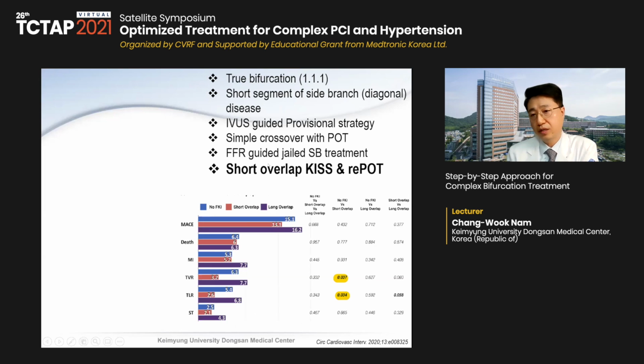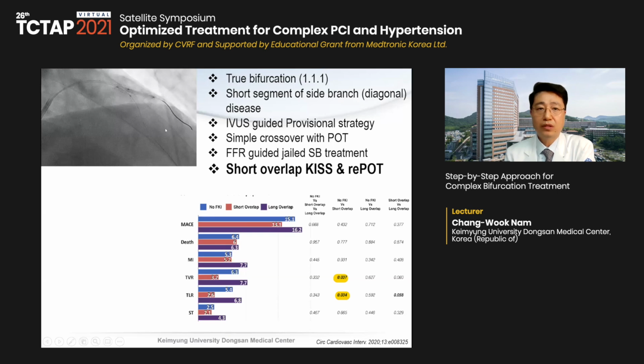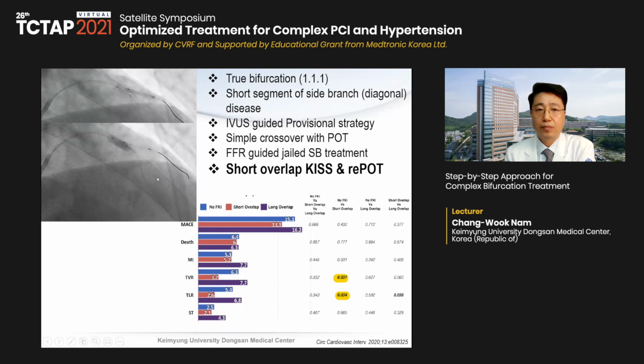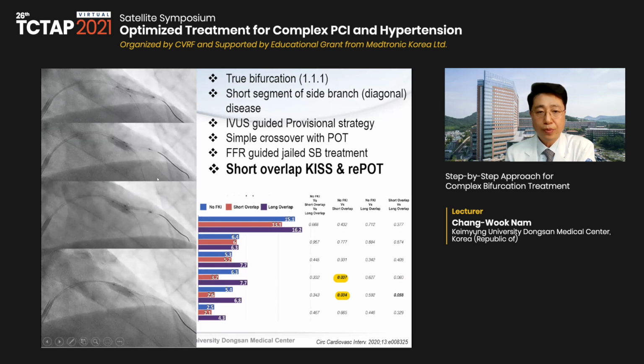But in terms of the kissing balloon technique, previously we did long overlapping kissing balloon, but a recent registry showed us that short overlapping will be better because it will not make a main vessel proximal part deformity. So I like to follow the short overlapping kissing balloon in this bifurcation region, and we performed diagonal balloon and LAD proximal balloon, then short overlapping and re-POT. But during the re-POT, we have to retract the re-POT balloon because we do not want to touch the carina area again.